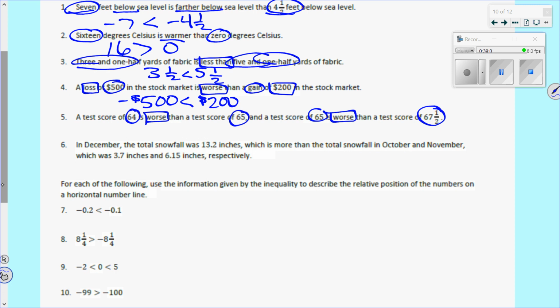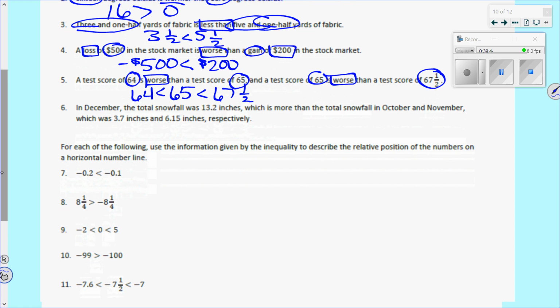So what number would I start with? Score of 64, what number would that be? 64 is worse, so what symbol is that? Less than 65. And 65 is worse, or what symbol? Less than 67.5. Does that make sense? Okay, so that is something you will do actually quite often, especially if you've got strings of numbers and you're asked to make an inequality statement. Inequality statement, guys, just means I'm adding this less than or greater than symbol into it. And I can do it more than once.